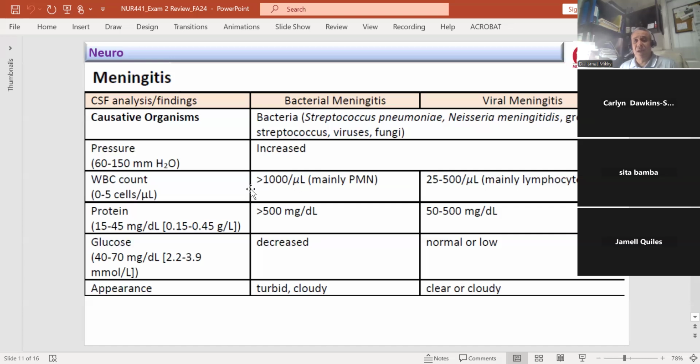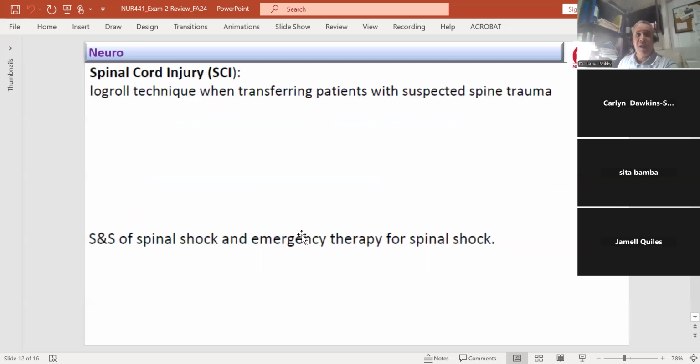White blood cells are over 1,000 in bacterial, and 25 up to 500 in viral. So, aside from the clinical manifestations, we use the CSF fluid analysis as a confirmatory diagnosis for meningitis, in addition to the patient's clinical manifestations. But the cloudy appearance, the low glucose levels, and high protein confirm that this is a bacterial illness, not viral meningitis.